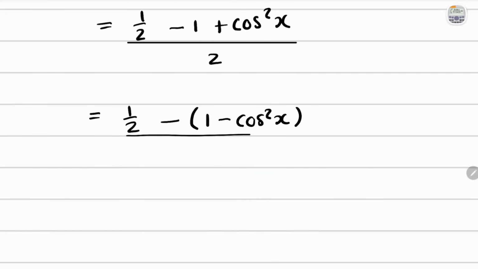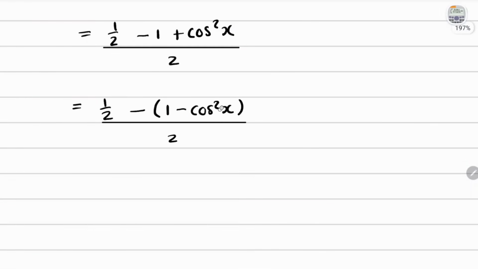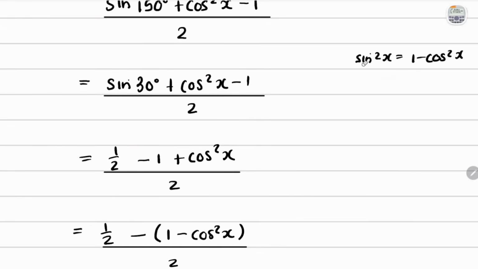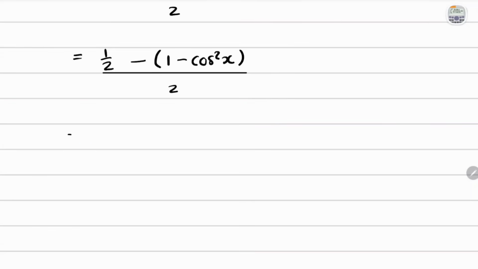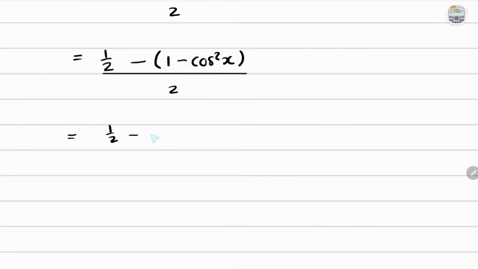Okay, and that goes all over 2, now that we have that, 1 minus cos squared x is equal to sine squared x. Okay, so I'm just trying to simplify it in a way that I don't have any numbers that may be a distraction. So that is sine squared x. Okay, so that looks more simple.